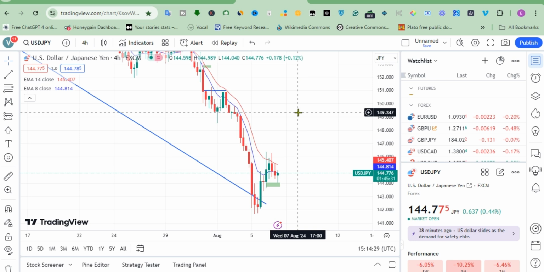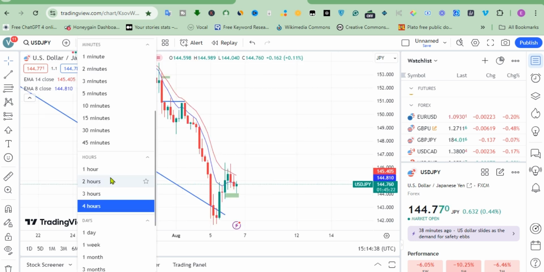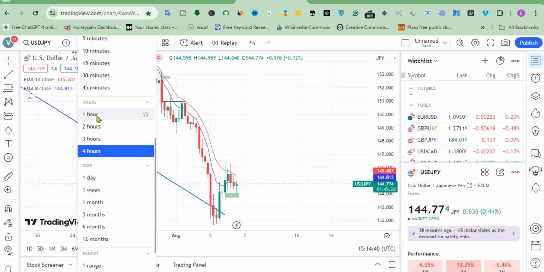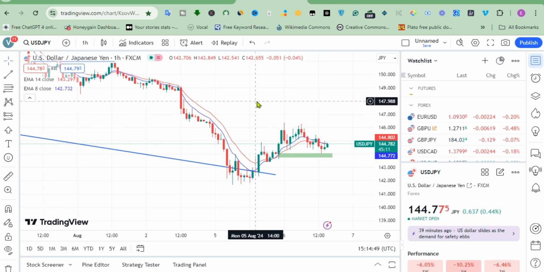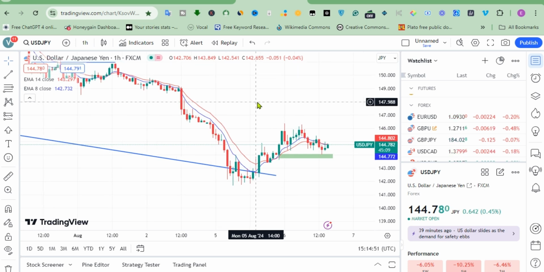So I move over to 1 hour. Now you see the difference between the large time frames and the 5 minutes, 15 minutes time frames is that there's a lot of noise in the 15 minutes and 5 minutes time frames.